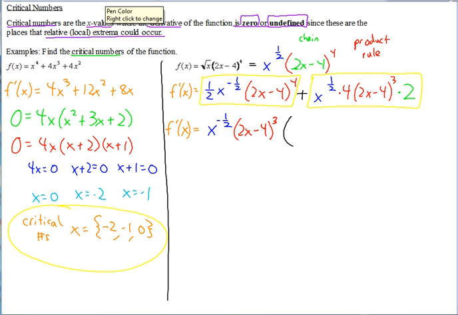We didn't factor that out. The x to the -1/2 is completely gone. We had 2x minus 4 to the 4th, and we factored out 3 of them, but there's still going to be 1 left, so that's times 2x minus 4. And then plus, let's see what's left of our second term. We still have the 2 times the 4. That's 8.